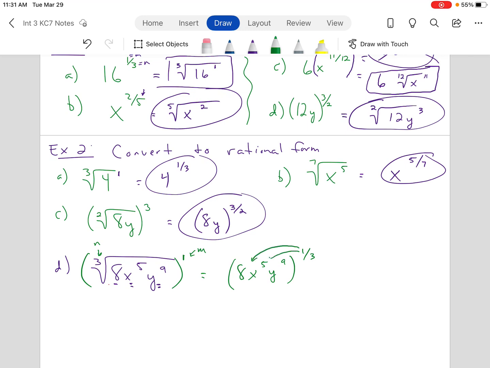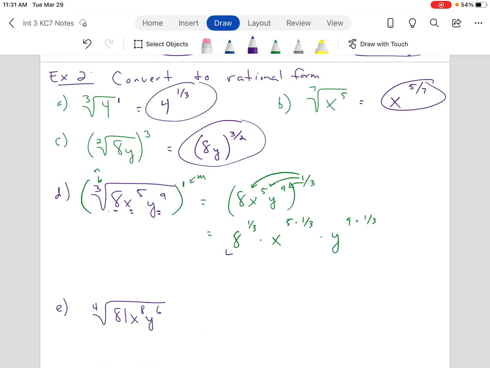Then I am going to distribute this 1/3 to all 3 of my terms. So I have 8 to the 1/3 times x to the 5th times 1/3 times y to the 9th times 1/3. Now be careful. At this point, this is not 8 times 1/3. It's 8 to the 1/3 power. So on your TI-Nspire, you're going to use that caret key, that upside down V on the left side of the calculator, and put 1 divided by 3 to get that exponent. This is then going to give you 2 when you plug it in.